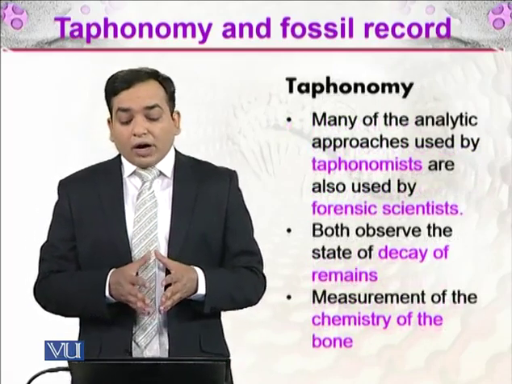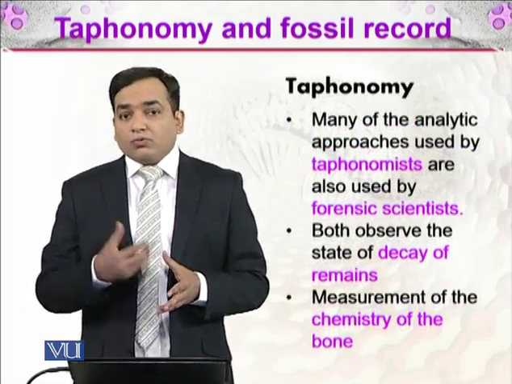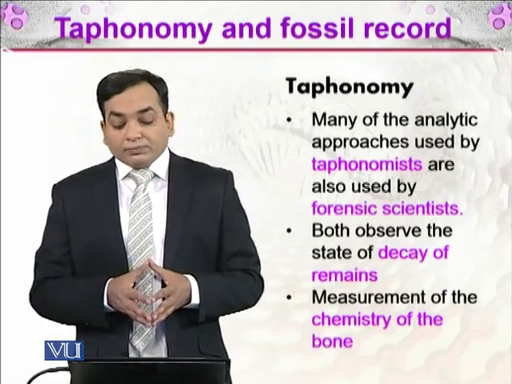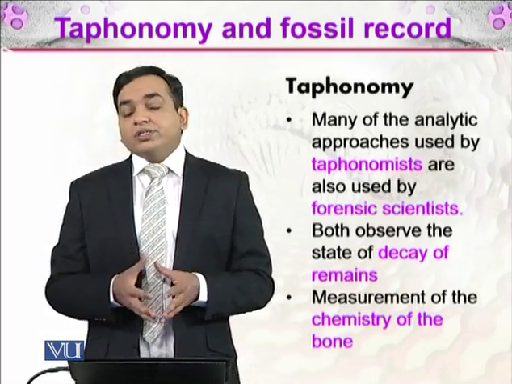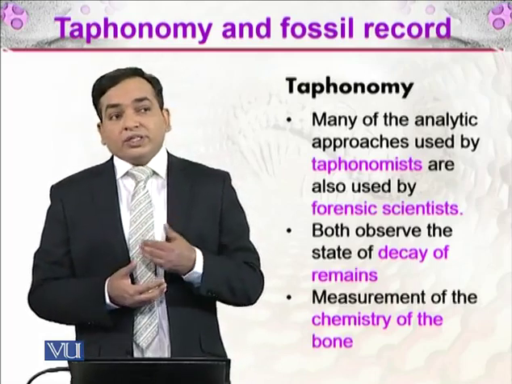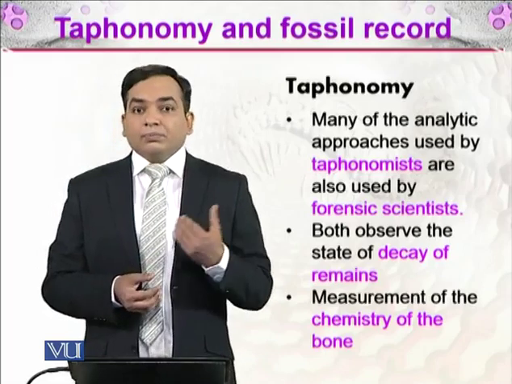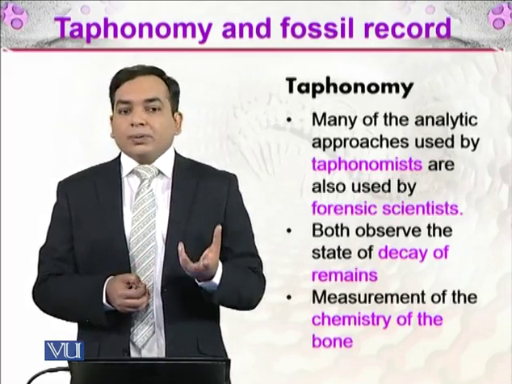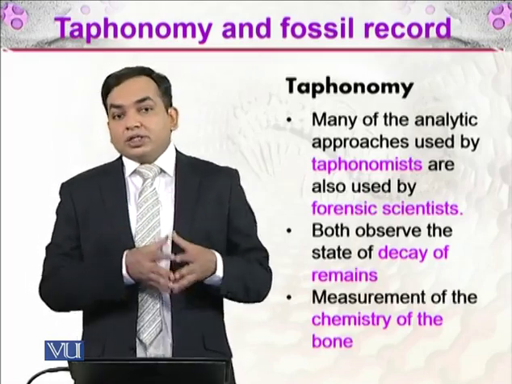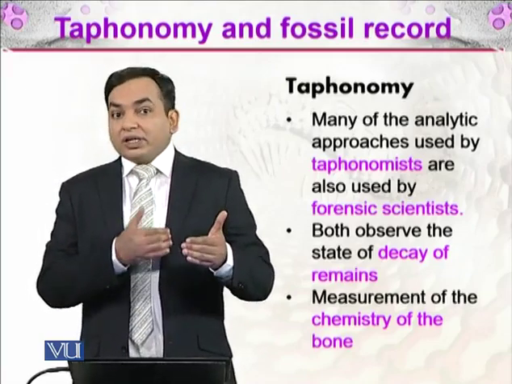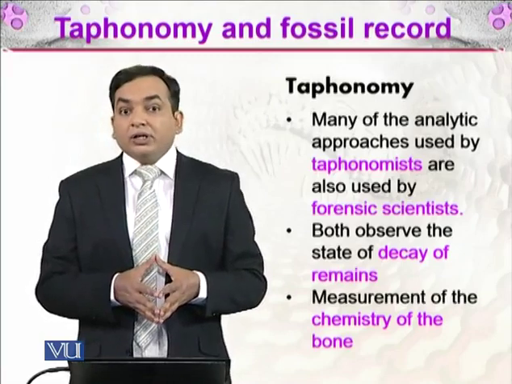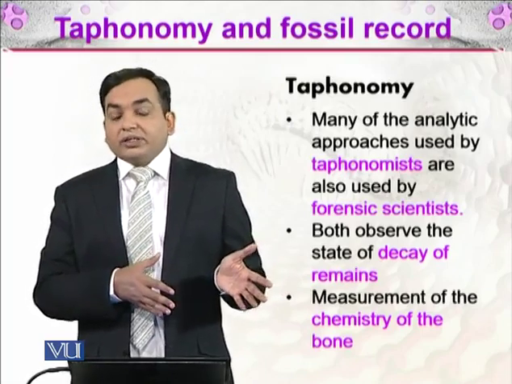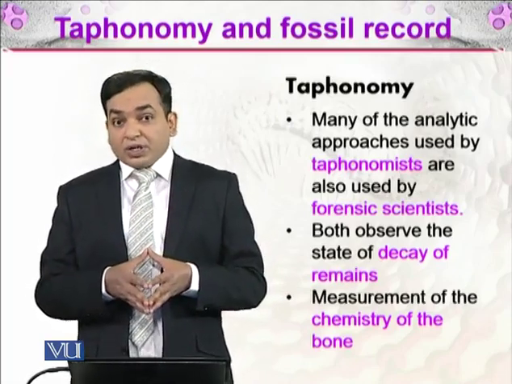Many of the analytical approaches used by taphonomists, the scientists working in taphonomy, are also used by forensic scientists. Forensic scientists work in law and order situations, for example when someone has been killed. They have to know when this person was killed and what changes took place after the murder, and they study those changes. The same is the case for the paleontologist and taphonomist.